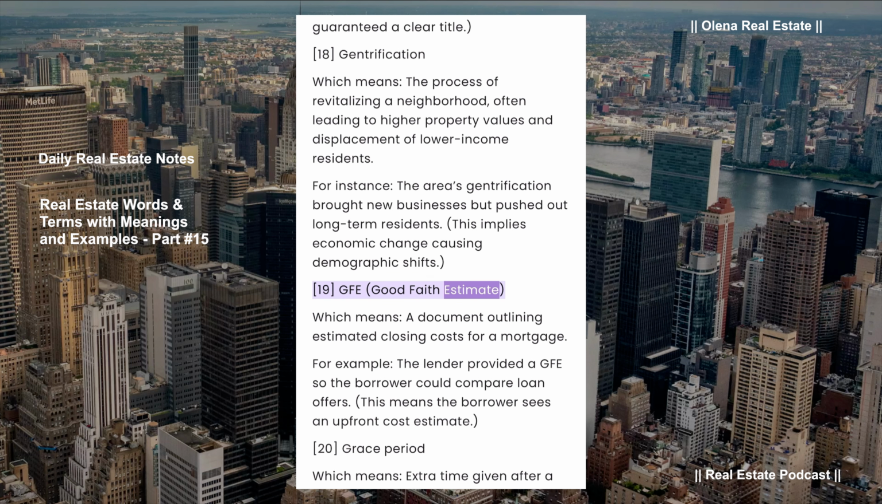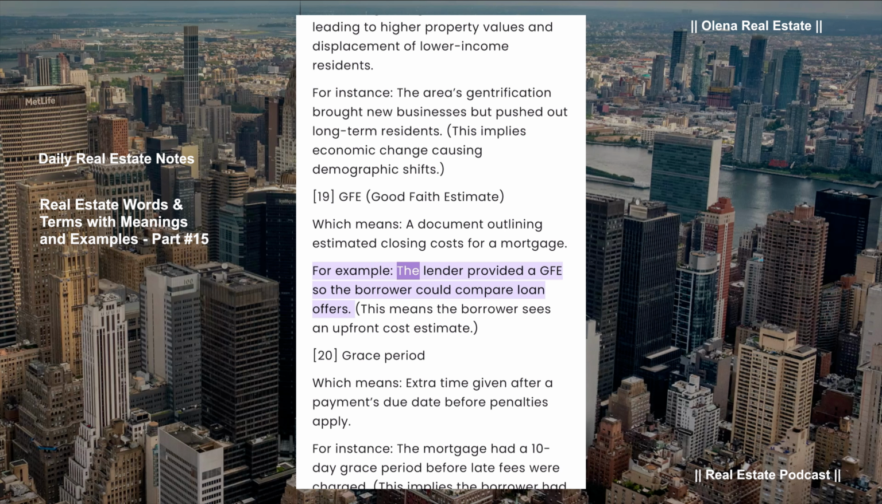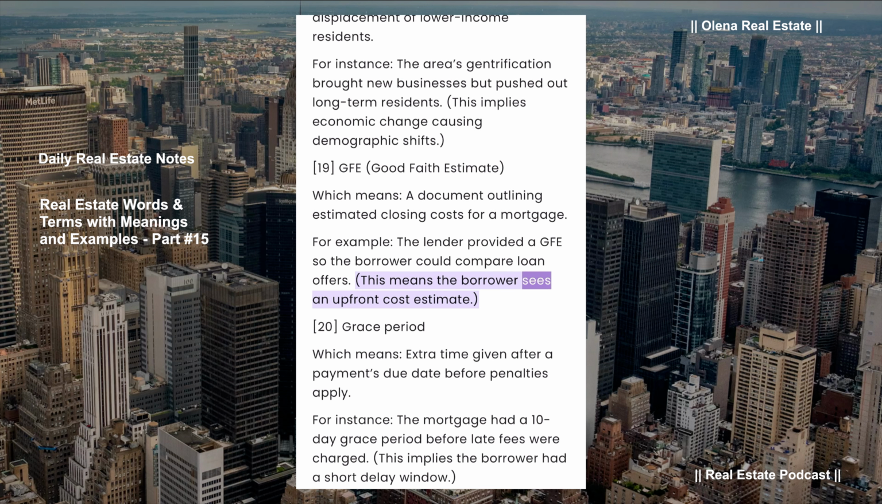GFE, good faith estimate, which means a document outlining estimated closing costs for a mortgage. For example, the lender provided a GFE so the borrower could compare loan offers. This means the borrower sees an upfront cost estimate.